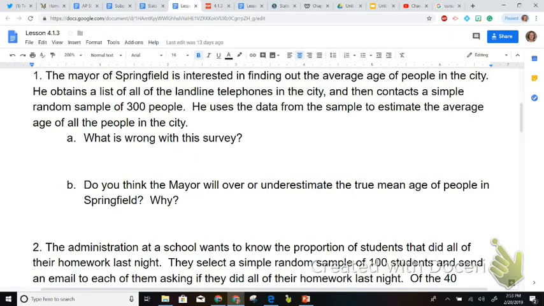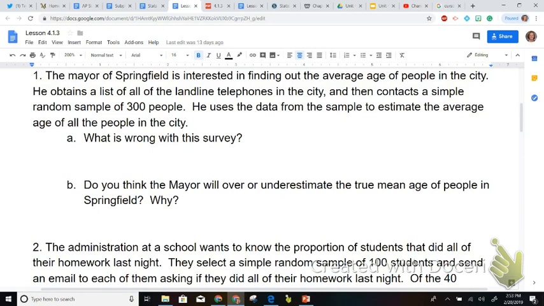Let's look at a few examples of each of these. In the first example, the mayor of Springfield is interested in finding out the average age of people in the city. He obtains a list of all the landline telephones in the city and then contacts a simple random sample of 300 people. He uses the data from the sample to estimate the average age of all the people in the city.